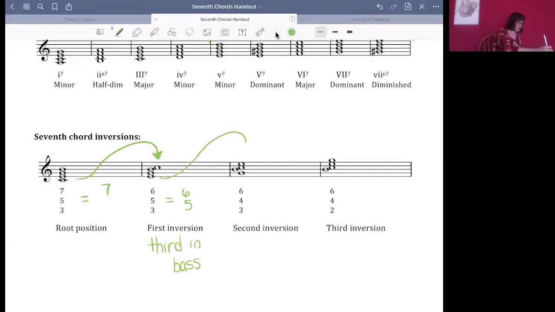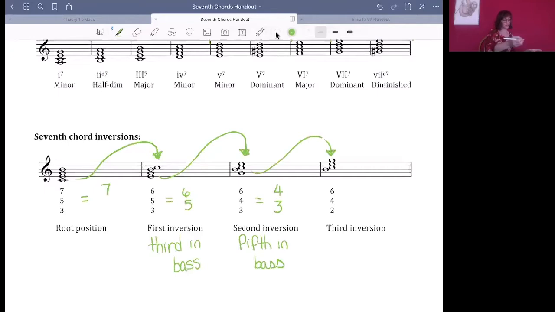Now let's take our third, swing it up, fifth in the bass, figures of 6, 4, 3. Again, this one has an abbreviation of 4, 3.